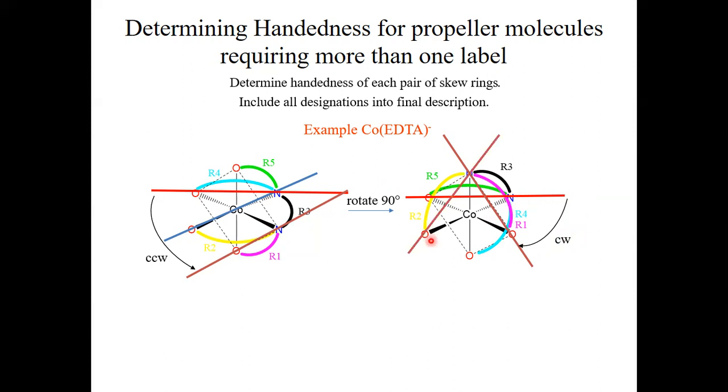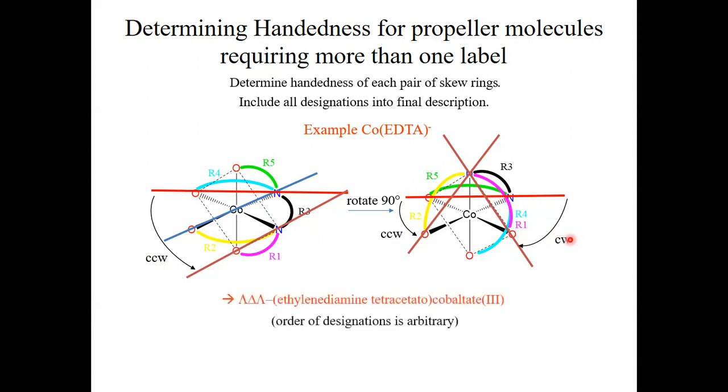Now, for the ring R2 here, we would connect this oxygen and that oxygen. So now how would we need to rotate this horizontal line to make it go planar? It's a parallel. And you see that in this case, you would have to rotate it counterclockwise, so that designation would be lambda. So we'd have two deltas and one lambda. So that would be lambda delta, therefore lambda delta lambda ethylenediaminetetraacetyl cobaltate(III).